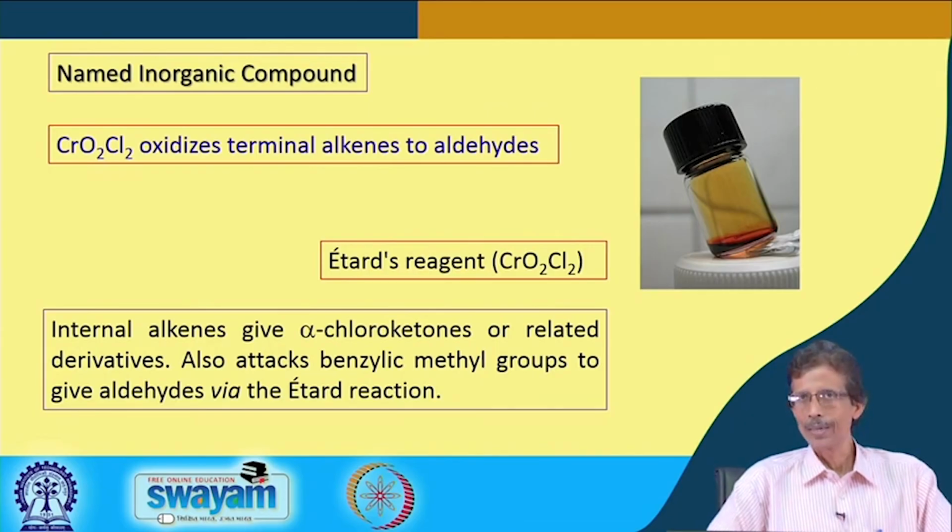Otherwise, we could have used chromate salt or potassium dichromate salt. These are also oxidizing, and these all have chromium with double bonded oxygen. But attachment of these two chloride ions to the chromium center gives us something very different. So, alpha chloroketone or other related derivatives or compounds we can make through this reagent. And also it can attack benzylic methyl groups to give aldehydes, if you have a CH3 function attached to the phenyl ring. Since the reagent is used by his name, the reaction can also be considered as the Étard reaction.